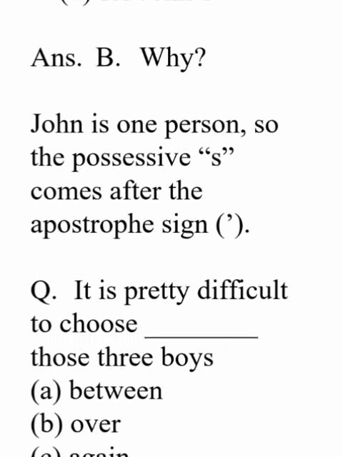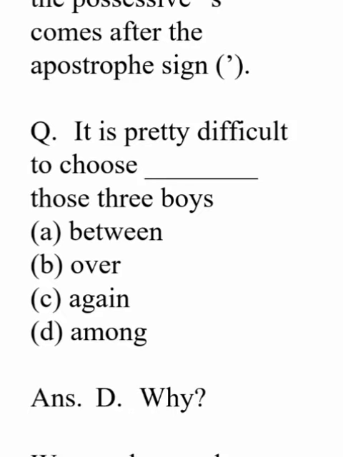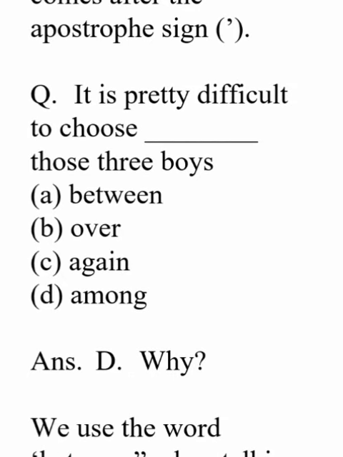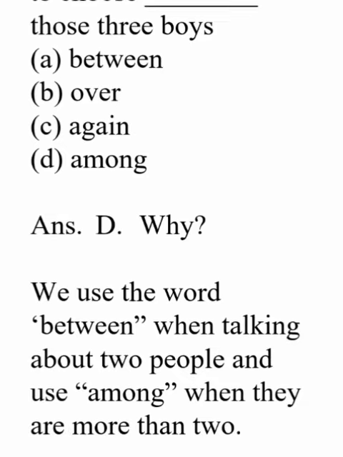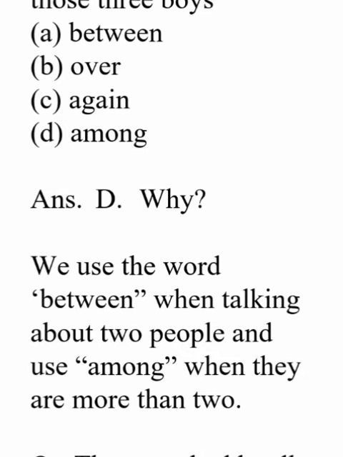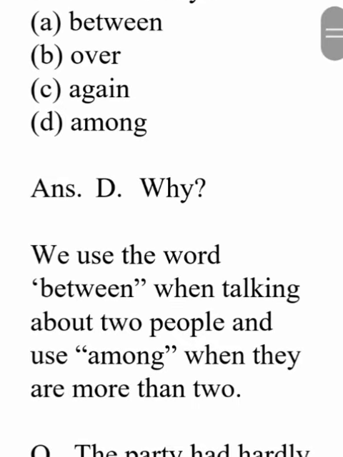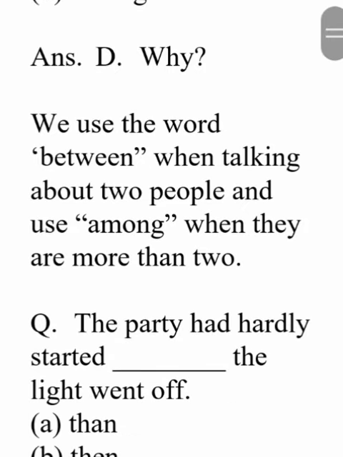Question: it is pretty difficult to choose dash those three boys. A. Between. B. Over. C. Again. D. Among. Answer: D. Why? We use the word between when talking about two people and use among when they are more than two.